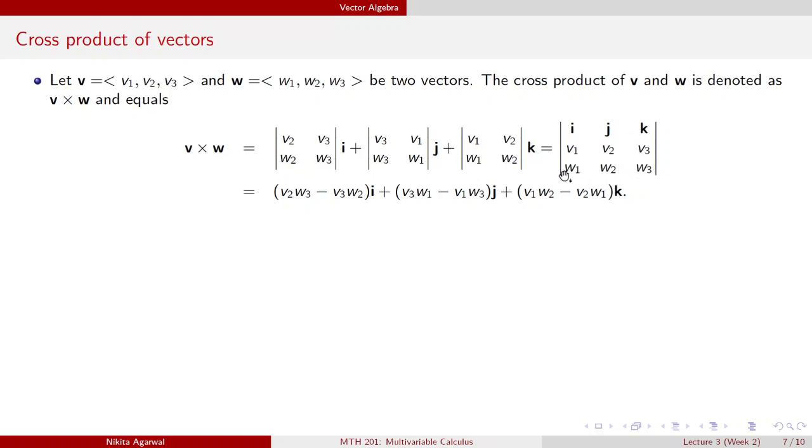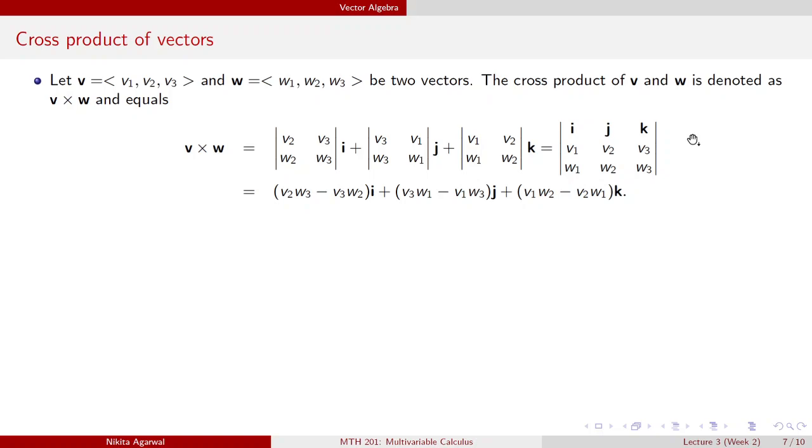Okay. So this is the determinant of some matrix. This is a notation where the first row are the unit vectors i, j, k. The second row are basically the components of V, which is the first vector that appears in the cross product. And the third row are the components of the vector W, which appears at the second place of V cross W. Now, I want you to calculate the determinant of this matrix along the first row.